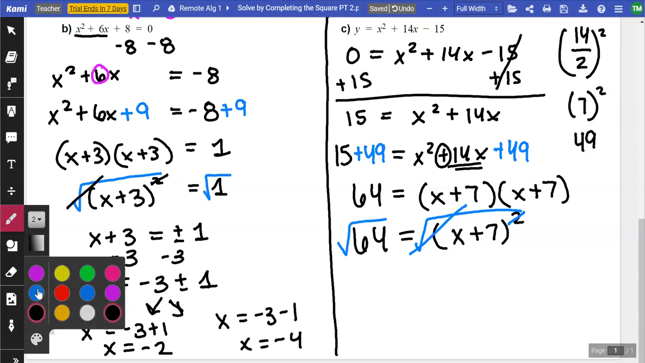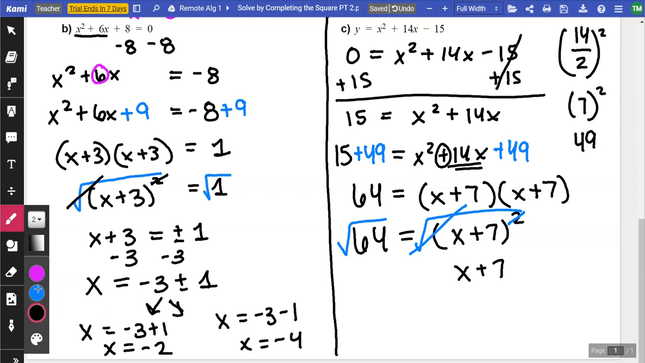We're left with x plus 7 equals, and then the square root of 64 is 8, actually positive and negative 8. So the reason why we can call our x-intercepts roots is because you are literally square rooting both sides of the equation. What was the root of the equation? Then subtract 7 to both sides. So x is equal to negative 7 plus or minus 8.